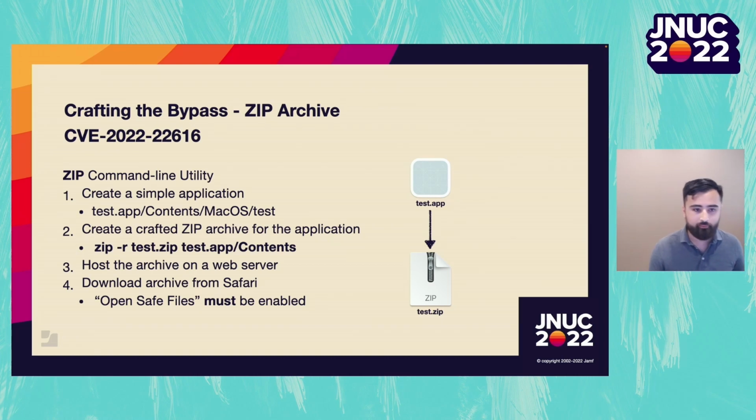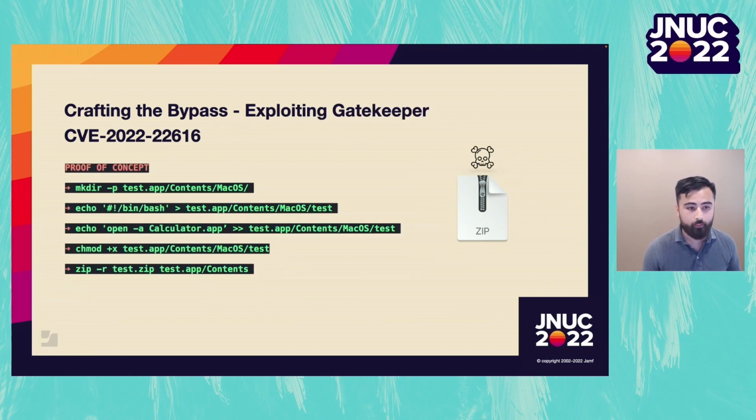To craft the bypass, we can simply use the zip command line utility, create a simple application, and instead of modifying the bytes in a hex editor, we can simply use the following zip command to craft a zip archive that will bypass Gatekeeper checks. Instead, we're pointing it at test.app/contents so that the test.app portion of it is not contained within the BOM. We'd host this on a web server and download it from Safari. Now, crafting the bypass, we can just see the simple commands that we can use for a POC here.